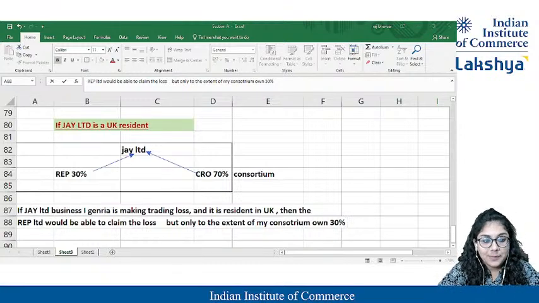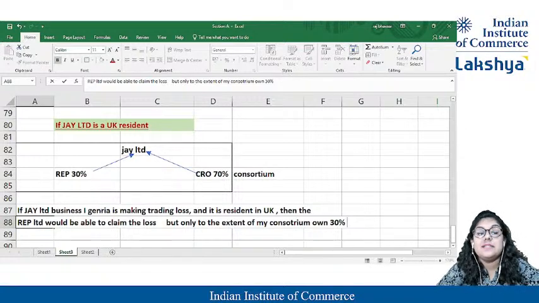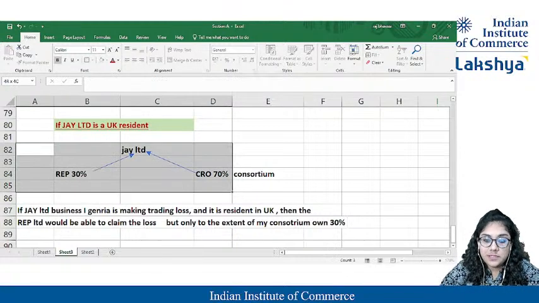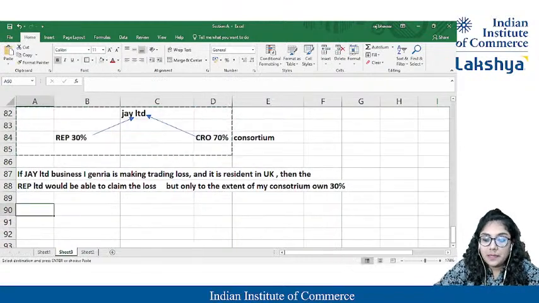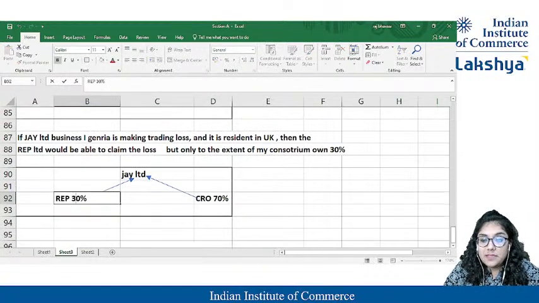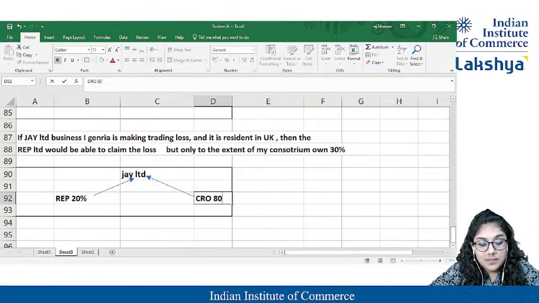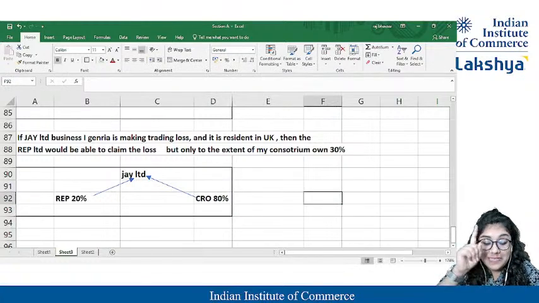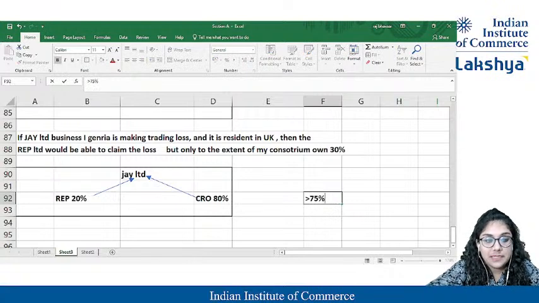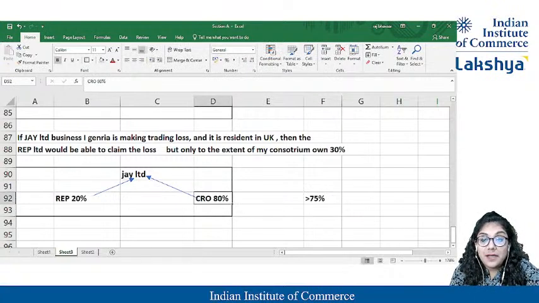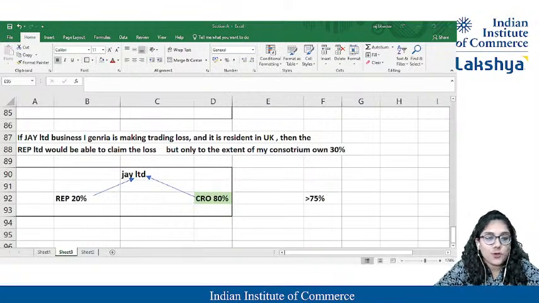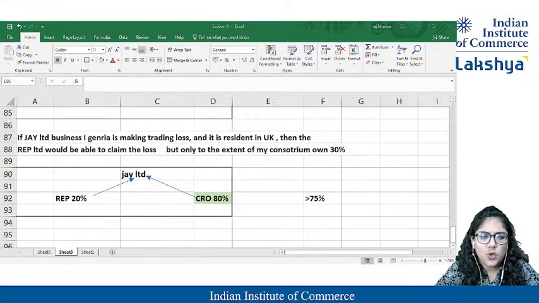Agreed. In the concept of consortium, now basically 30% settlement could be made. But if instead of this, let's take the situation as it is, but a big thing changed. REP is not 30, it's now 20, and over here CRO is not 70, it's 80. That means an individual company holding more than 75% will be controlled. So now CRO has control. Now they cannot satisfy. Now REP Limited would only have 20% shares. So the consortium is not formed.